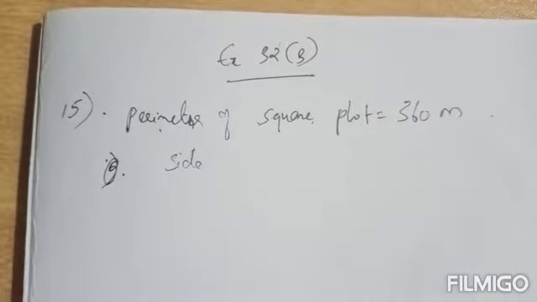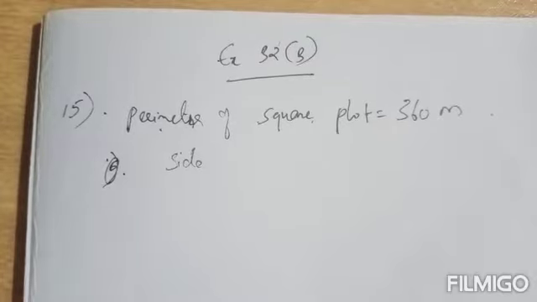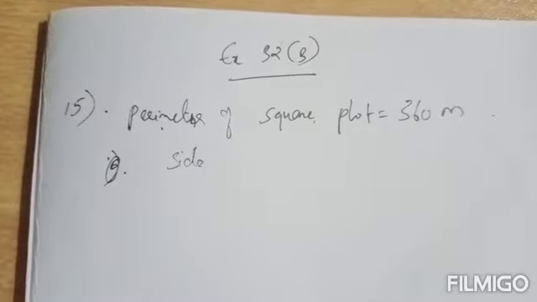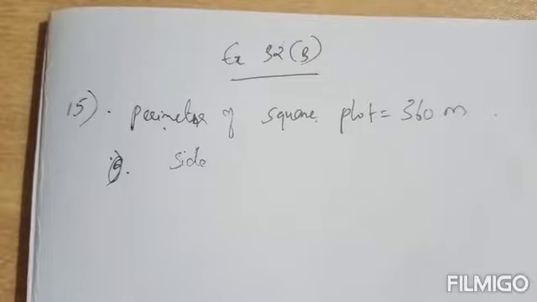So we have been discussing chapter 32, perimeter and area of plane figures. Exercise 32b, 15th question: the perimeter of a square plot is equal to 360 meter. Find, first question, its area.